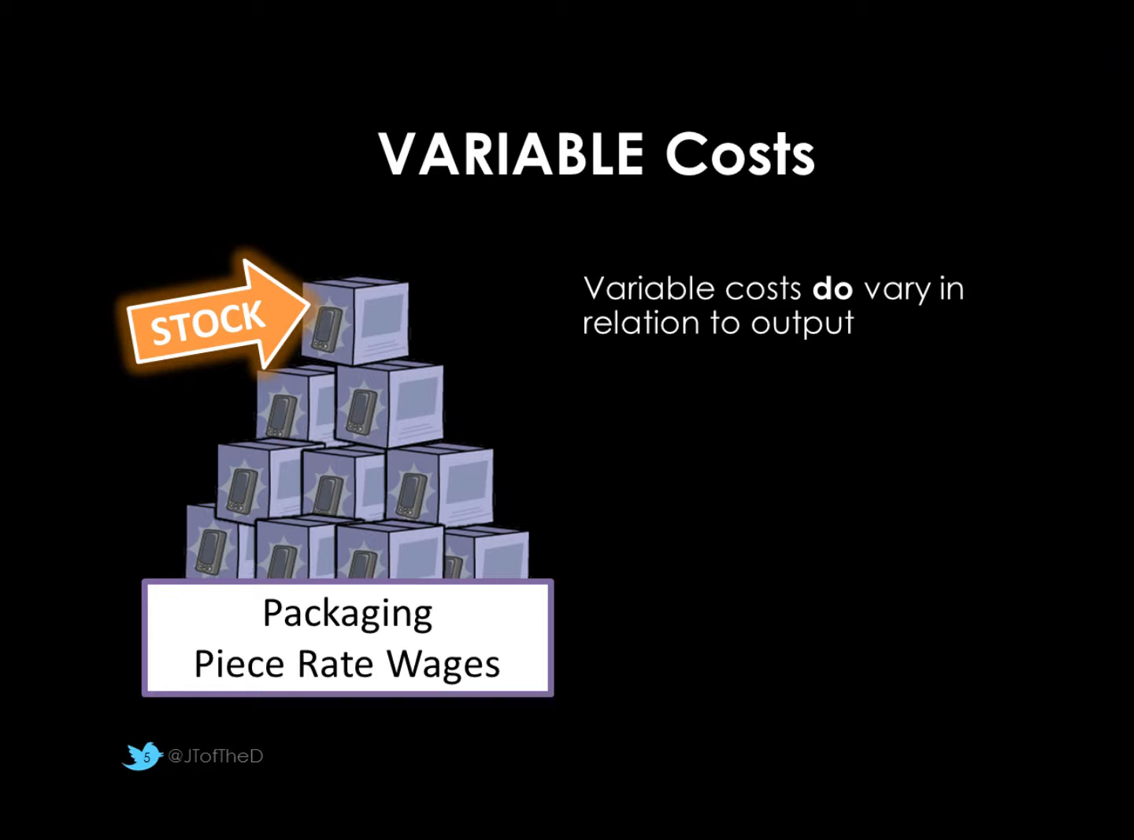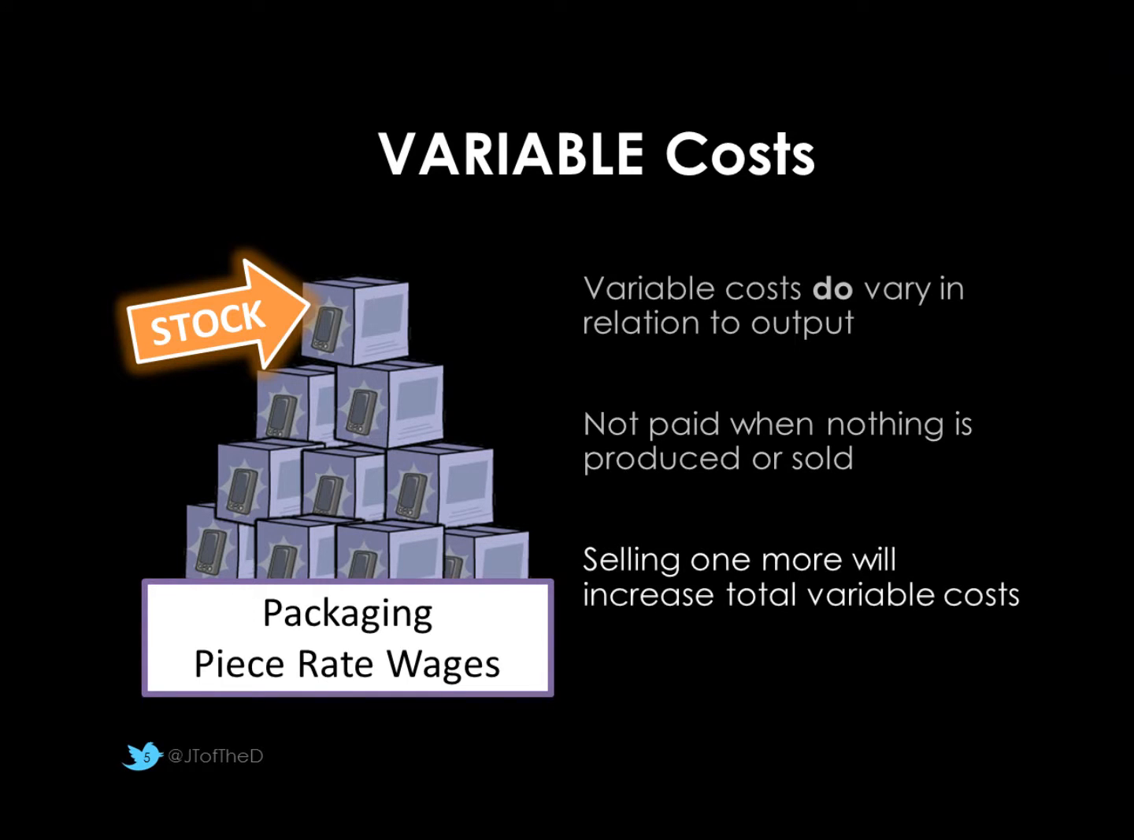Some employees may receive piece rate, so they get paid on each item they produce. So the more they produce, the more that they will actually earn. Again, we might not actually pay these if we produce nothing. If a business is closed, we won't sell stock, so we won't incur any cost in replacing it. Again, if our employees are only on piece rate, or only on what they produce, if they produce nothing, they'll earn nothing. Selling one more item will increase our total variable costs by the amount of that item.